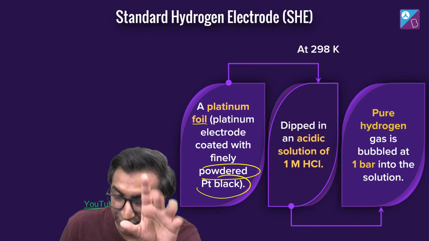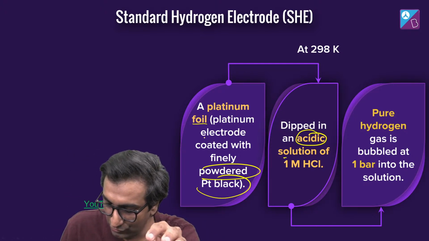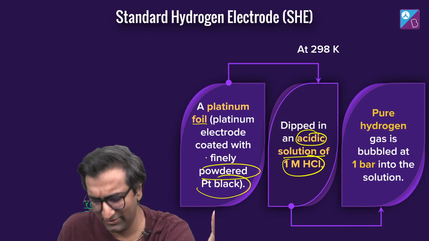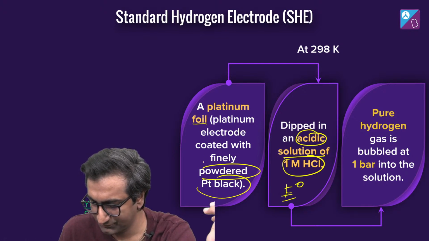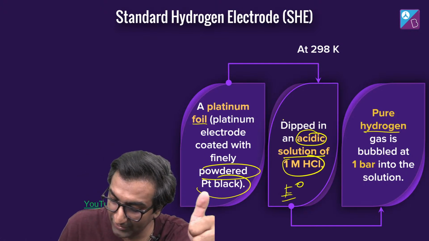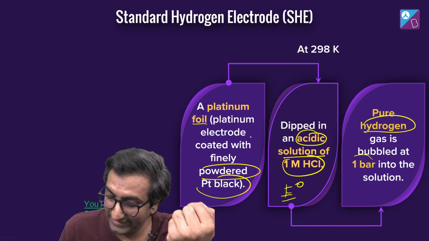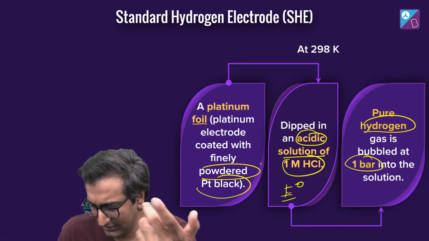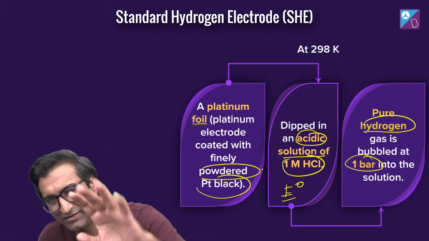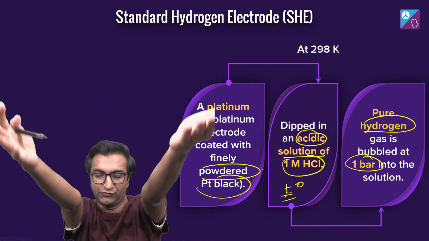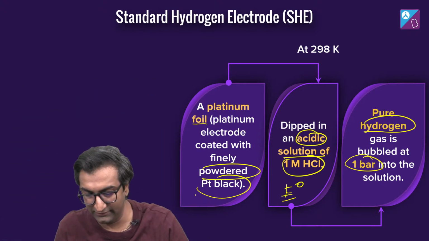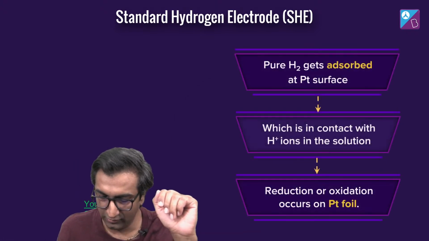ठीक है. इसको dip करते हो आप लोग acidic solution of 1 molar HCl. Why 1 molar? Because standard state, right? You want to do E naught value. Okay. And pure hydrogen gas, which is really hard to get and store because hydrogen इतना छोटा होता है. You bubble it at 1 bar into the solution. 1 bar, again, 1 atmosphere, 1 bar, more or less same, but now NCERT changed it to 1 bar, so we'll also say 1 bar, 1 molar HCl. This is the setup. Okay, okay, cool.